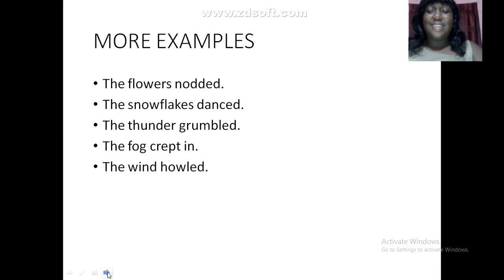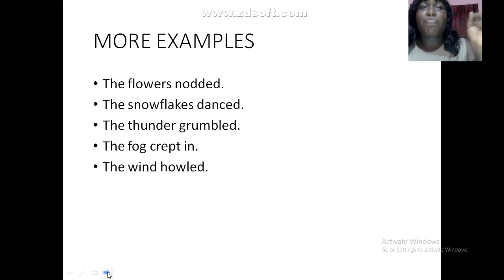The snowflakes danced, maybe because of the wind. The thunder grumbled. What does it mean to grumble? You know those sounds it makes, especially when it's about to rain heavily. Those heavy sounds. It's like it's grumbling. You understand? So when I say the thunder grumbled, it cannot grumble. Grumbling is a human attribute. You are giving it to thunder, which is not even a living thing.